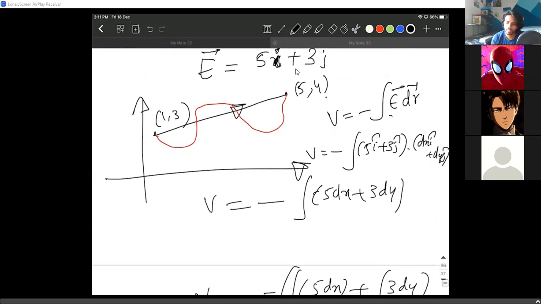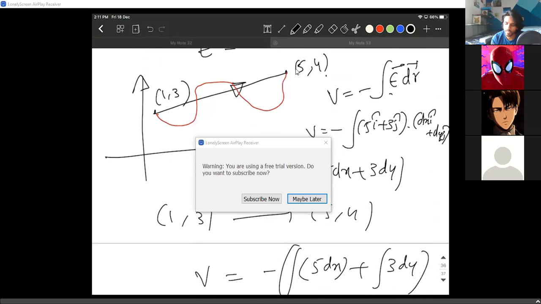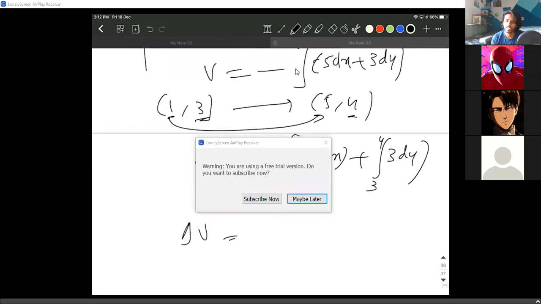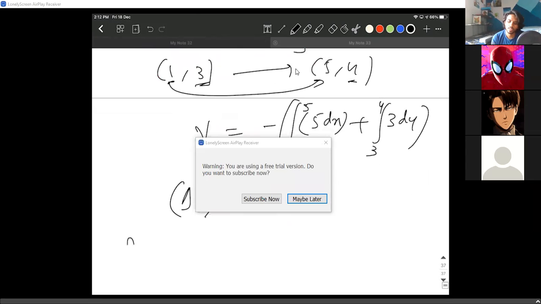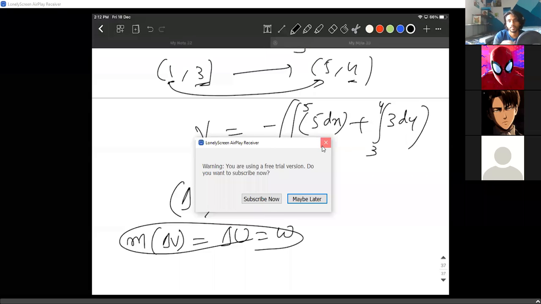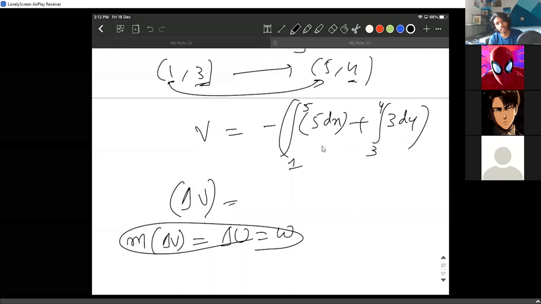Like where did it start from? It started from 1 comma 3 and went to 5 comma 4, right? So you can put the limits of x as 1 to 5 here, 3 to 4 here. You'll get the answer, the potential difference, delta V. When you multiply it with mass, you'll get delta U. So guys, check if you are getting the right answer or not when you're doing a problem like this.